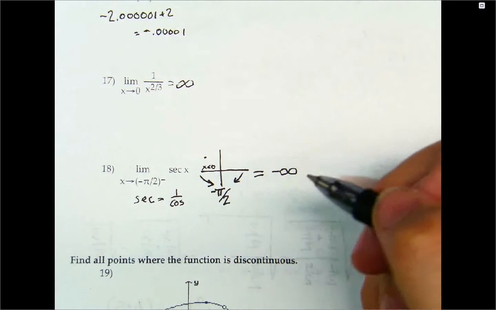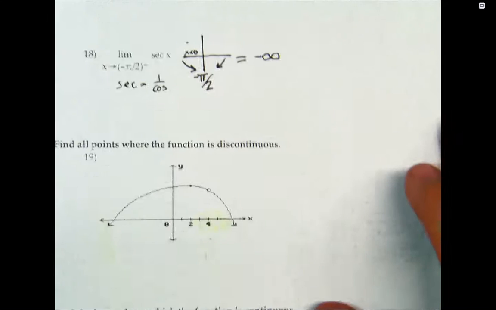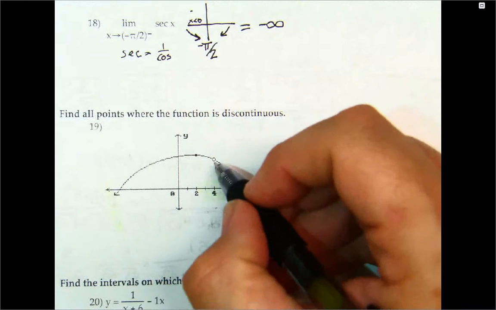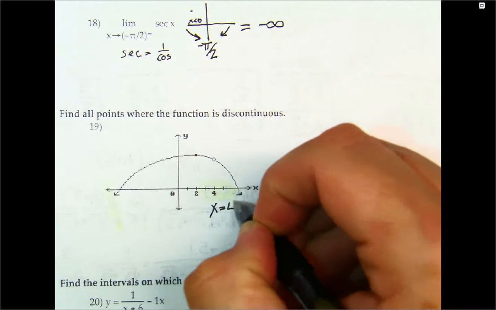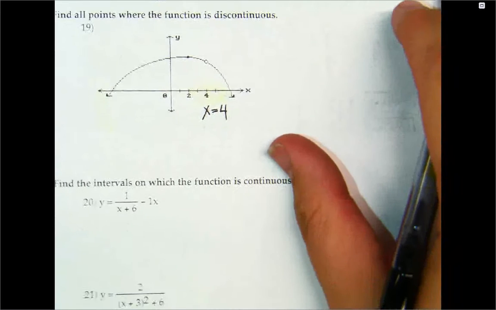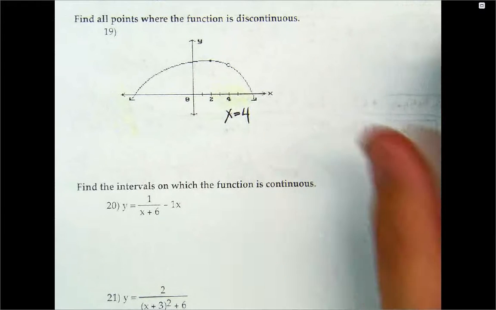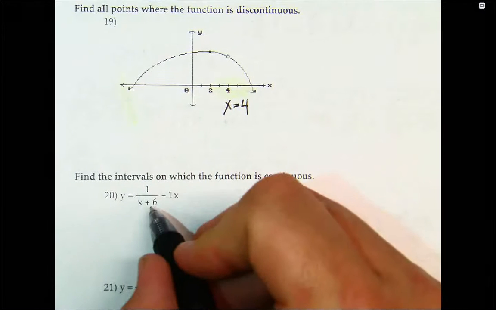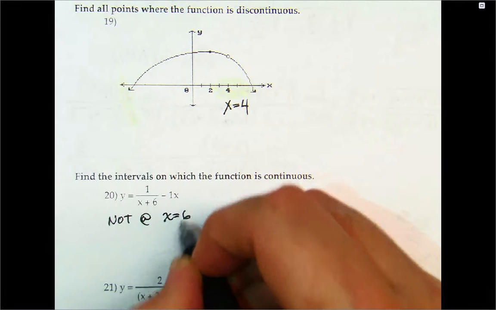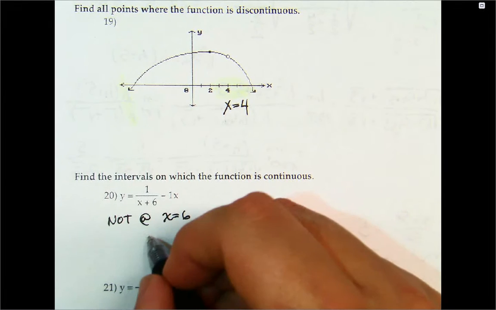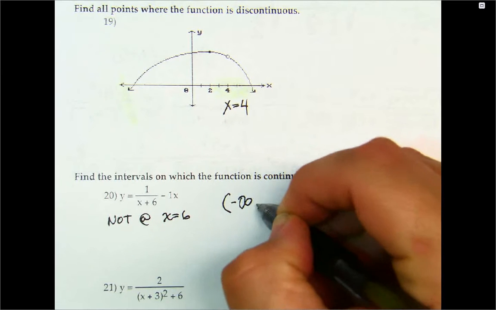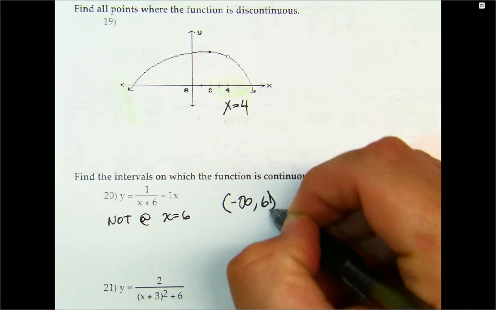Now, find all points where we have a discontinuity. We have discontinuity at x equals 6. That's the only one that I see. The intervals on which it's continuous: well, where is it not continuous? It's not at x equals 6. Is there any other one? In that case, no. 6 is the only problem. So we're going to go open interval, negative infinity to 6, and since we can't equal 6, it's open. Then we're going to go 6 to infinity, and infinity has to be open.